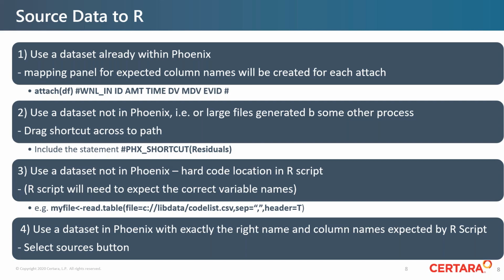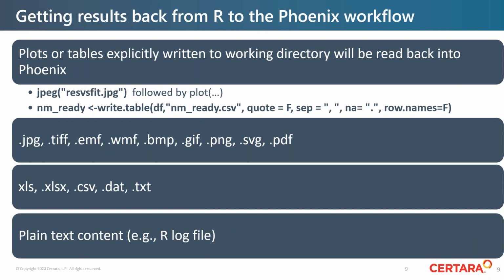Okay, then once that code's run in R, what we want to know is what can we bring back and reuse for further analysis or reporting within Phoenix. Essentially, anything that you write explicitly back to the R working directory will be automatically picked up and read into Phoenix. So these are examples of the sort of statements you might see. Here I've written a plot back to a JPEG file, and I can pick that up. But it could be PDFs, it could be PNGs, whatever.